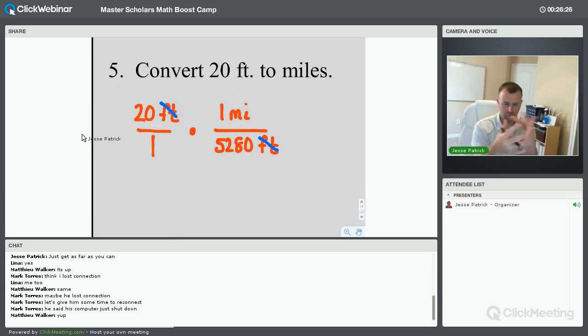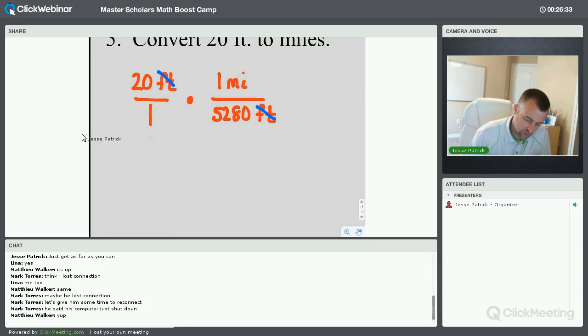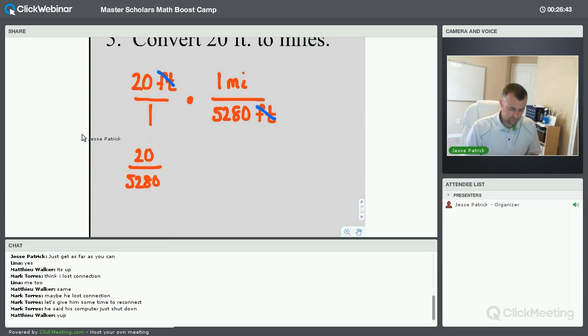All I have to do is combine these two fractions. So what you'll see here is I'm just going to multiply fractions. I'm going to go 20 times 1 is 20. And now the only units is miles. You'll see that when I'm done. Over 5,280. So you divide those two.